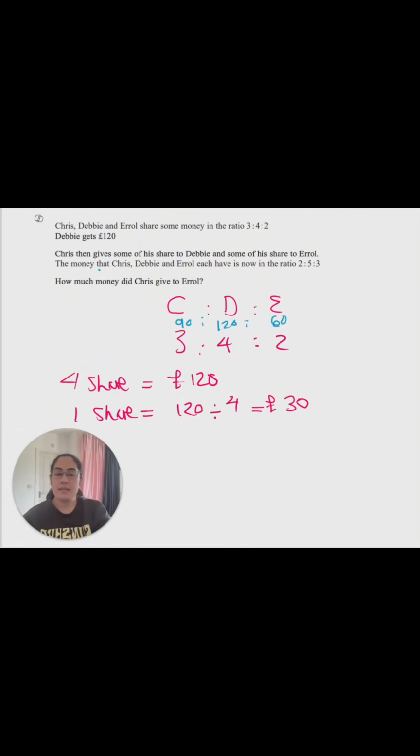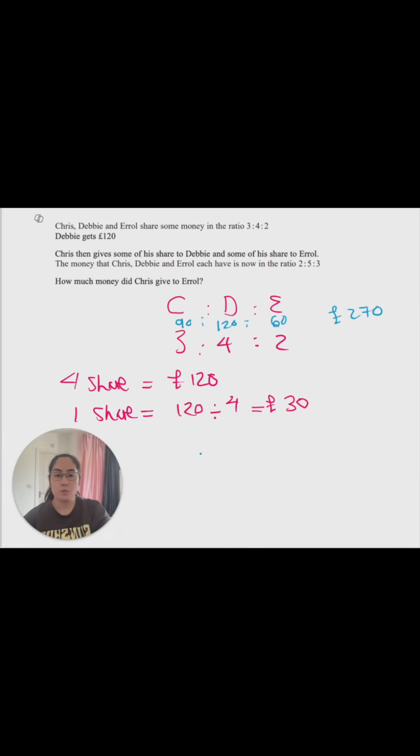Right, so Chris then gives some of his share to Debbie and some of his share to Errol. The money that Chris, Debbie, and Errol each now have is in a ratio of 2 to 5 to 3. So we need to look at the total amount of money to begin with. That same amount of money was split amongst a new ratio, right? If we add all of these together, 90 plus 120 plus 60, there was a total of £270 to begin with.